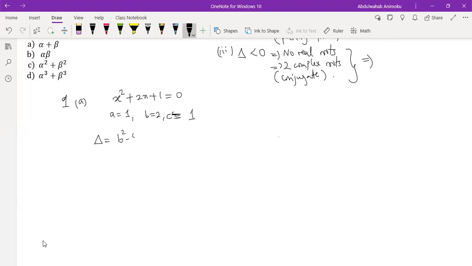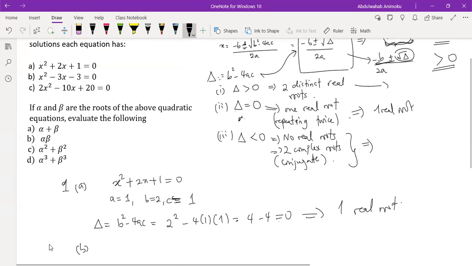So what is the discriminant here? Remember, it's B squared minus 4AC. So that would be 2 squared minus 4, A is 1, C is 1. So that is 4 minus 4 is 0. What does this mean? 1 real root. As simple as that.